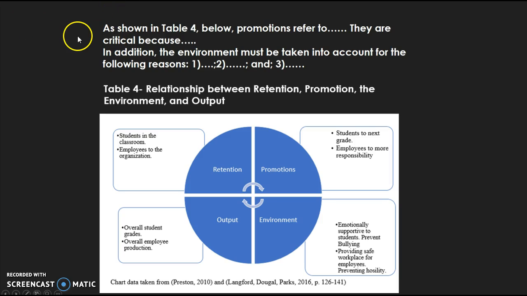All right, here's my example. As shown in Table 4 below, promotions refer to blah, blah, blah, blah, blah. Promotions are critical because blah, blah, blah, blah, blah. In addition, the environment must be taken into account for the following reasons. 1, 2, 3. And it would then go on to describe output and retention.